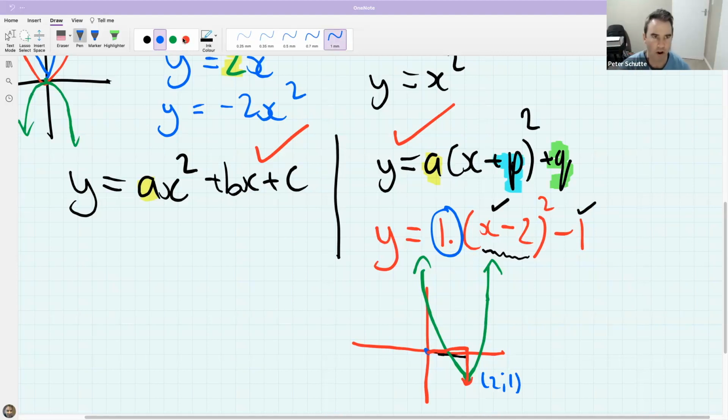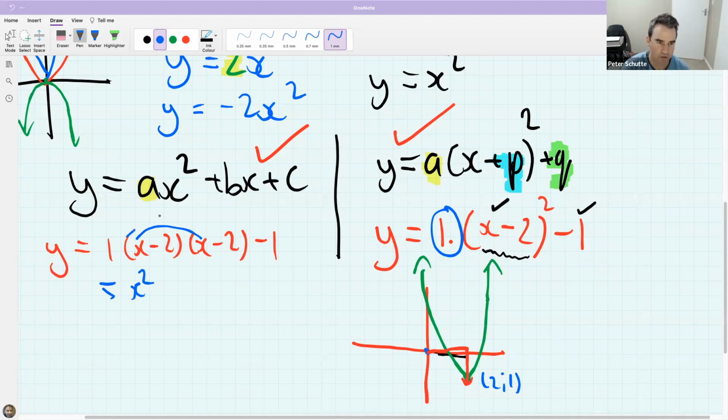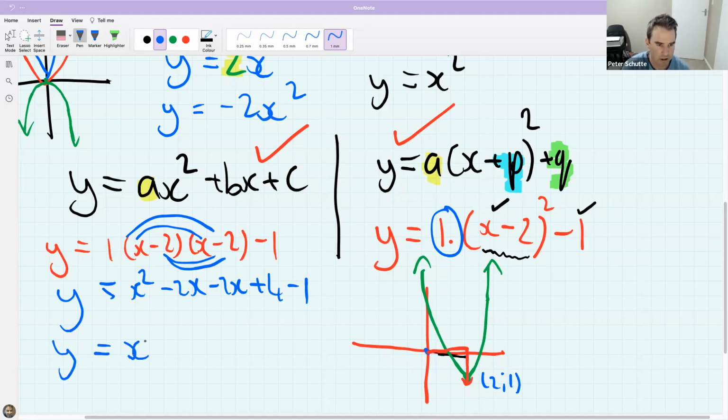Now, I want to show you something else. What if I want to convert this turning point form into standard form? Do you know what I can do? I can write it out like this. And then the 1 doesn't do anything. So I can go x times x is x squared minus 2x minus 2x plus 4 minus 1. And then I can write it as x squared minus 4x plus 3.